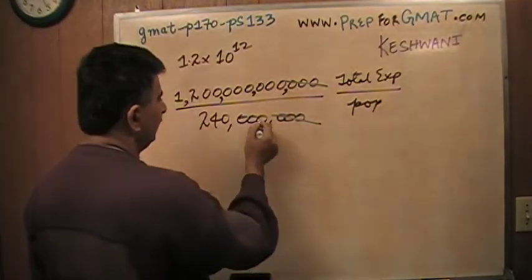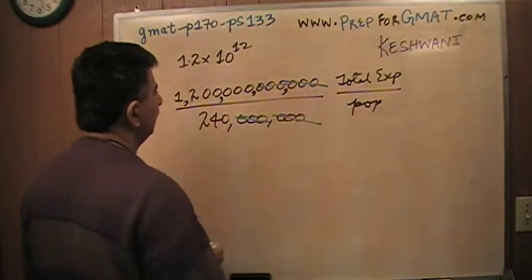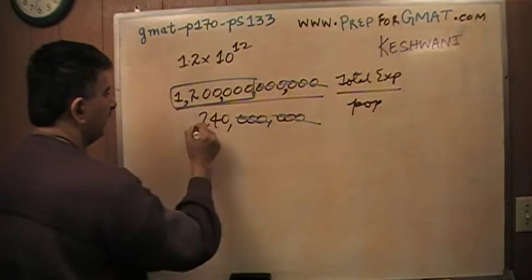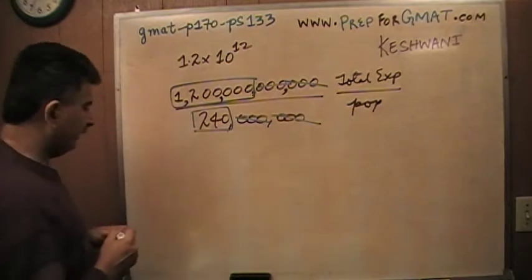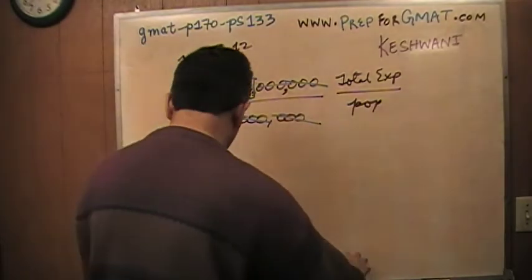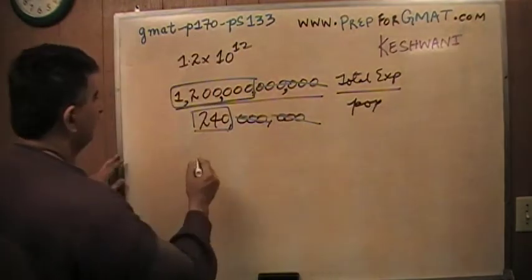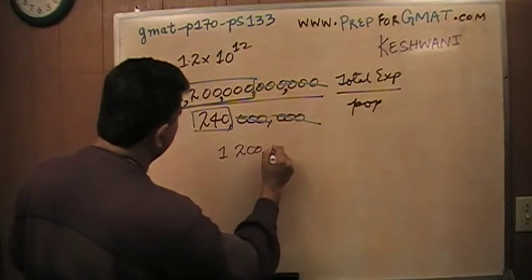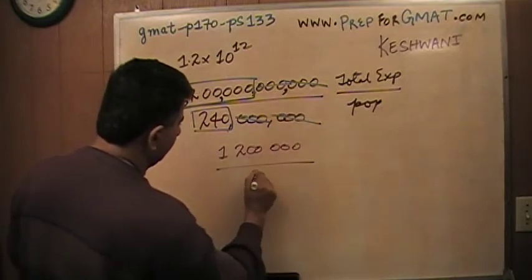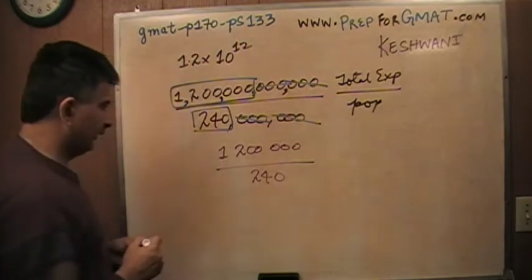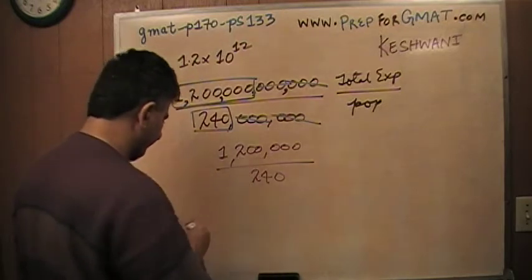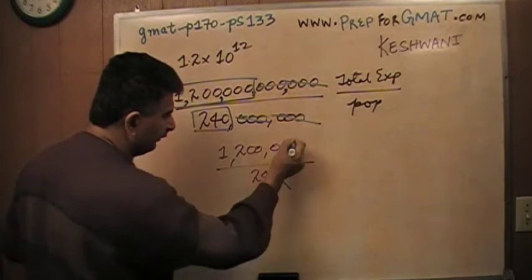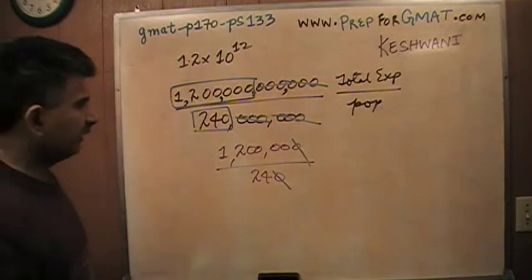The 3 zeros cancel out. These 3 zeros go. So basically we're dealing with this quantity right here, divided by 240. Let me rewrite it so that you're able to see it. I have 1, 2, 0, 0, 3 more zeros, divided by 240. So let's do it. The very first thing I'm going to do is knock out one more zero, this zero right here.